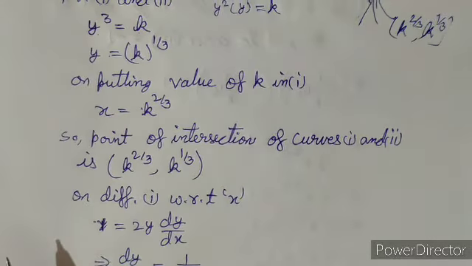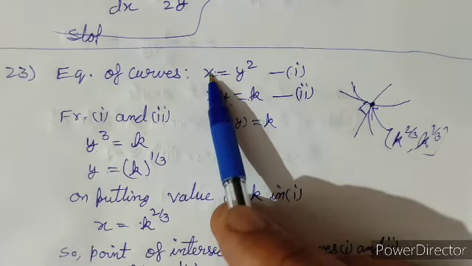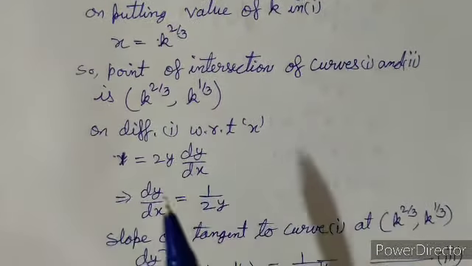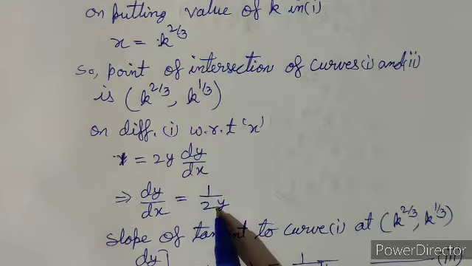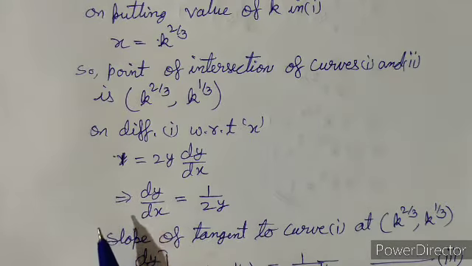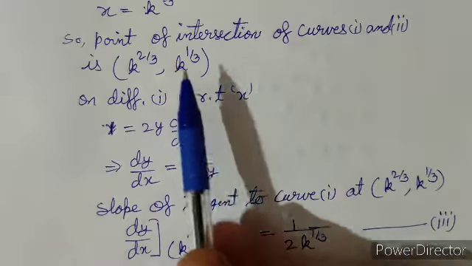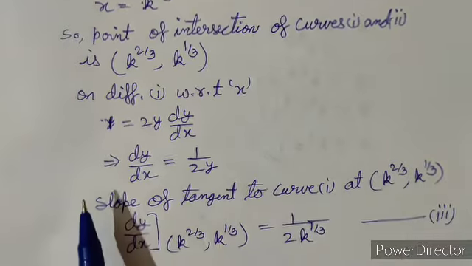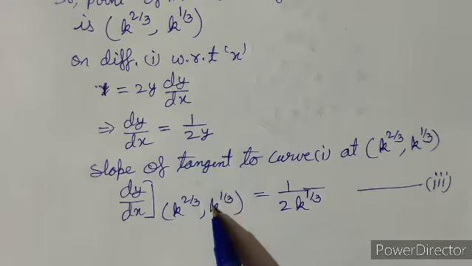Now on differentiating equation first with respect to x, this will give us 1 equal to 2y dy by dx, so dy by dx will be equal to 1 upon 2y. Now slope of the tangent to the first curve at (k raised to power 2 by 3, k raised to power 1 by 3), or at the point of intersection, will be equal to 1 upon 2 into k raised to power 1 by 3.